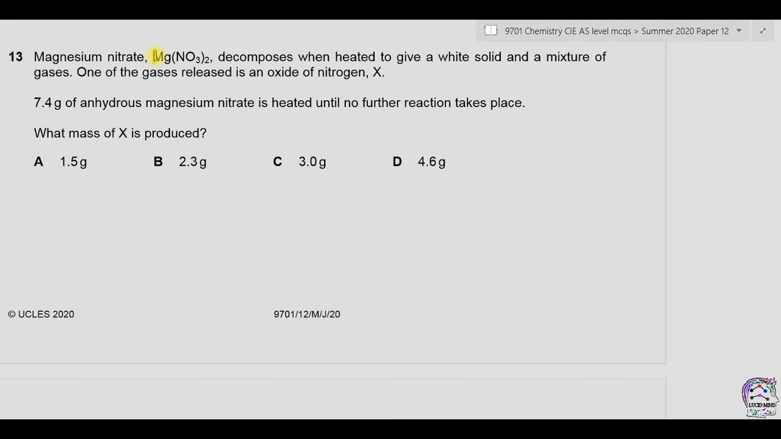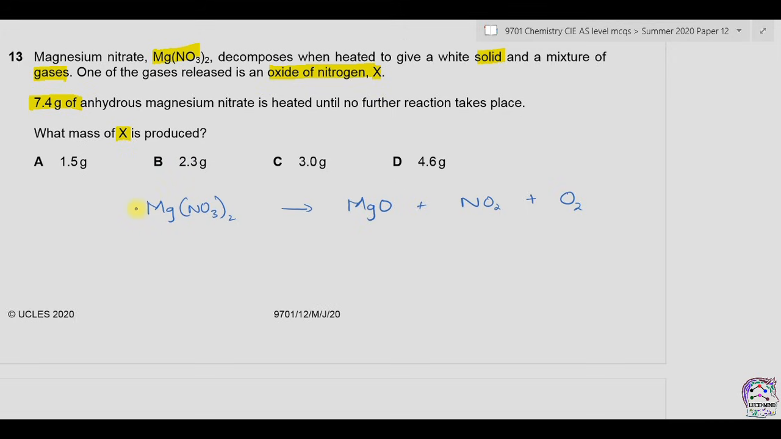Question 13. Magnesium nitrate decomposes when heated to give a white solid and a mixture of gases. One of the gases released is an oxide of nitrogen, X. 7.4 grams of anhydrous magnesium nitrate is heated until no further reaction takes place. What mass of X is produced? Let's first write the balanced chemical equation for this decomposition. We have magnesium nitrate. It decomposes to give an oxide along with an oxide of nitrogen and oxygen gas.